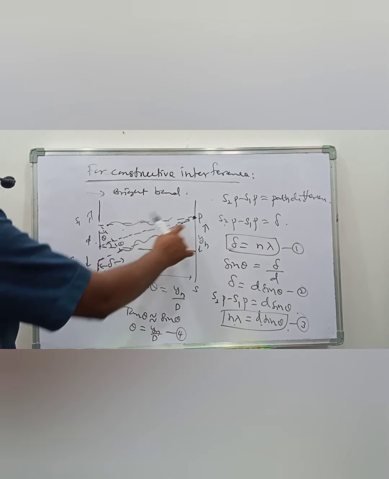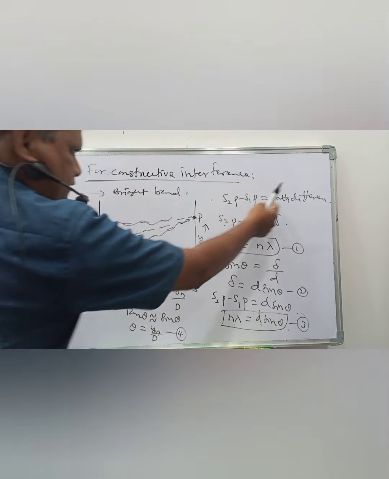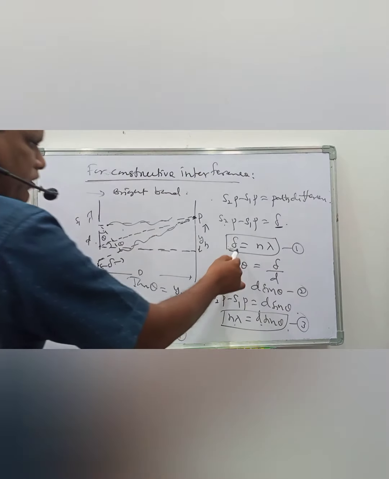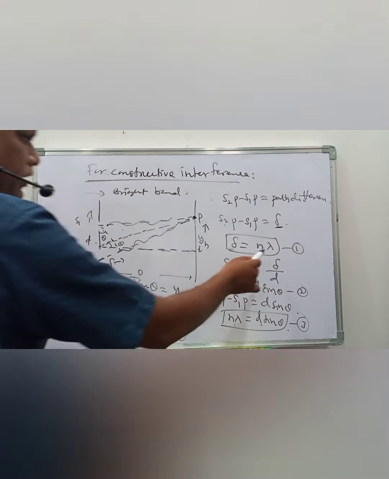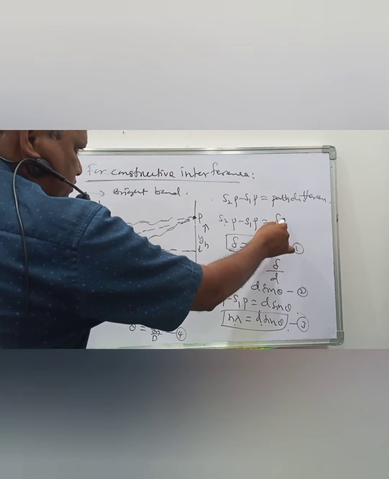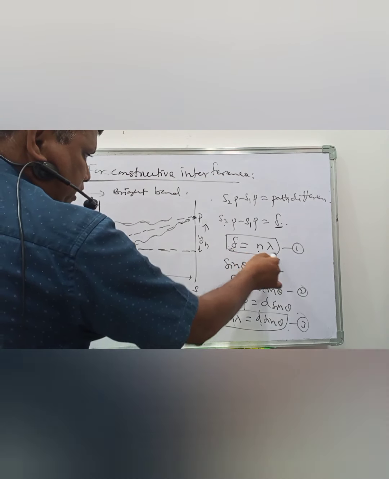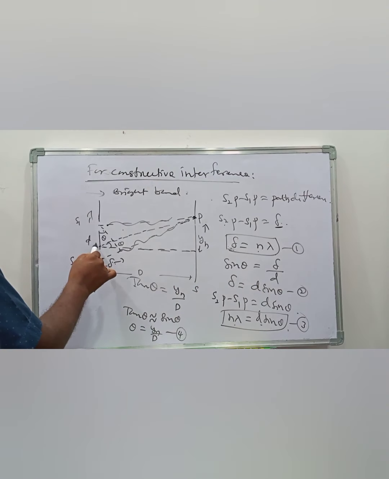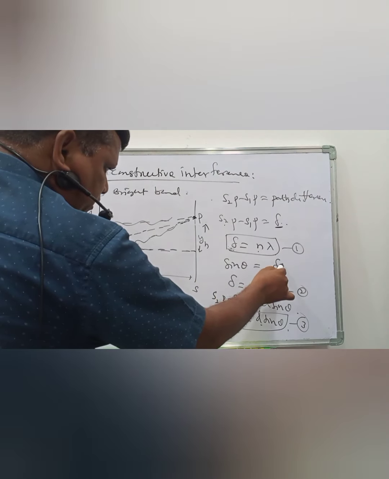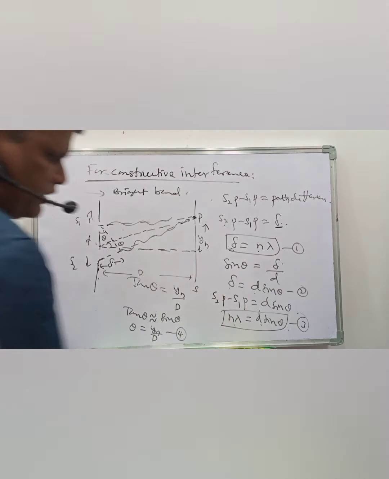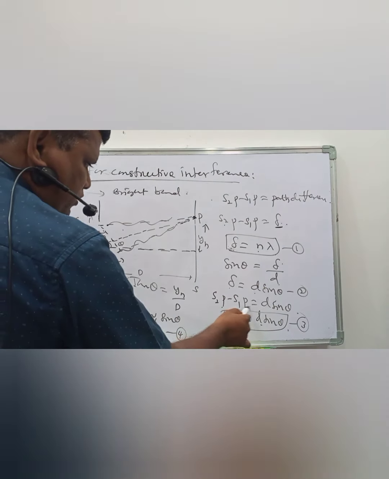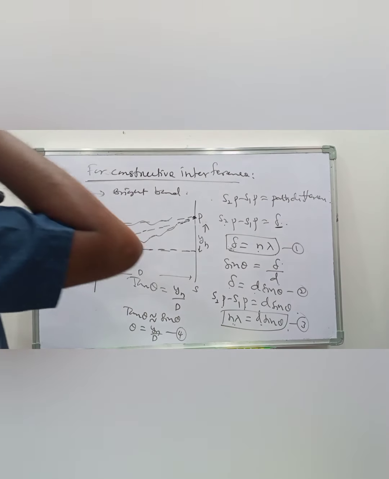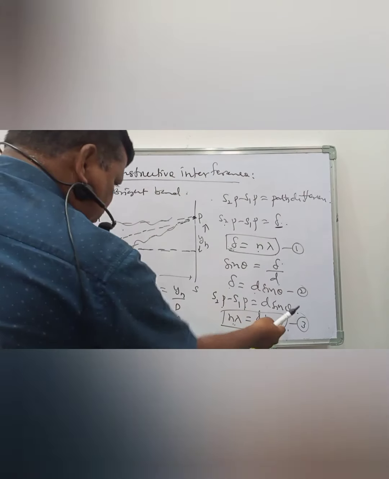Now S2P minus S1P is equal to the path difference delta, and for a bright fringe delta is equal to n lambda. From sine theta, which is opposite by hypotenuse, sine theta is delta by d. So delta is equal to d sine theta. Therefore S2P minus S1P is equal to d sine theta. That is, delta means n lambda, so n lambda is equal to d sine theta. This is equation 3.